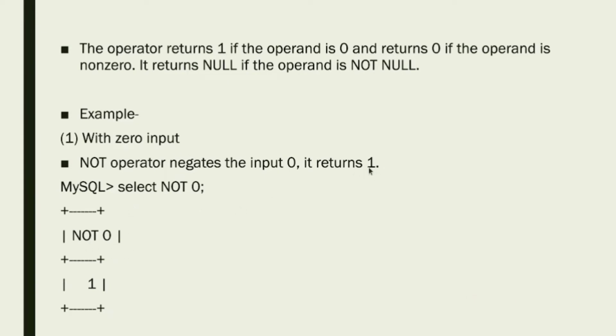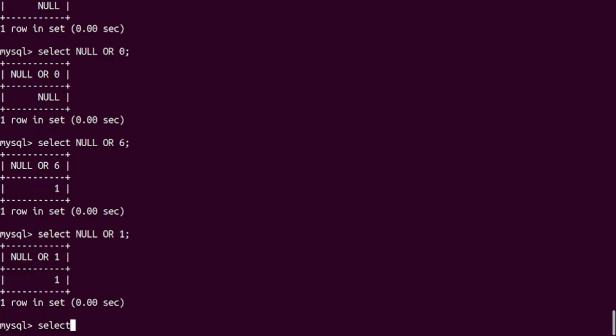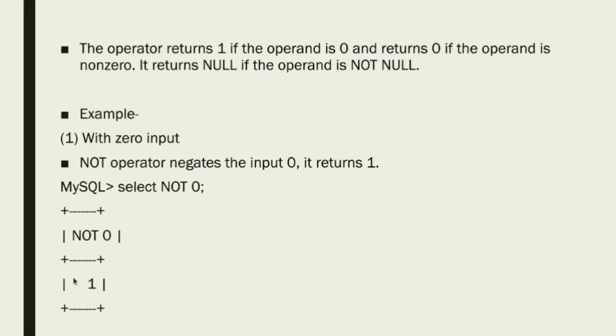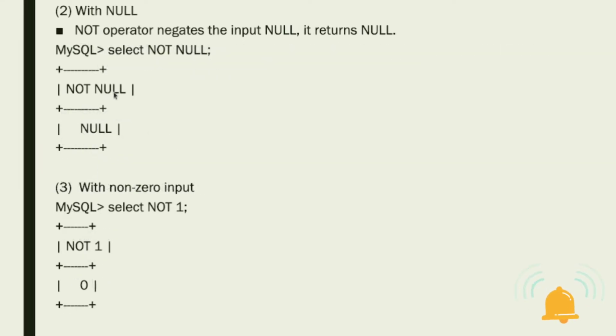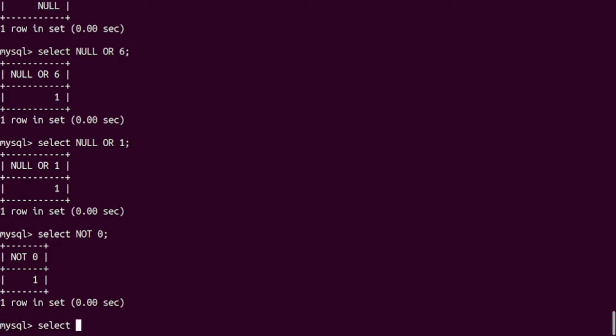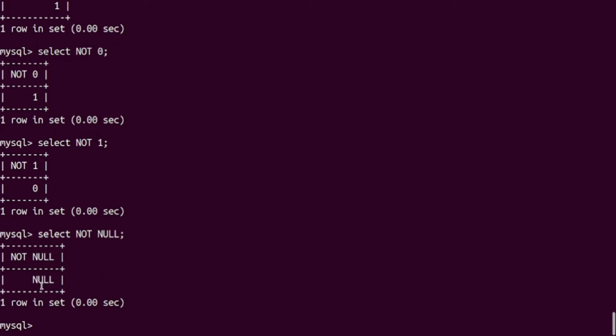Select NOT 0. It will reverse the value. We are using 0 here, so it will convert it to 1. It will just reverse the value. So let's check it next with a null value. Let's suppose select NOT 1. It will reverse the value of 1 to 0. Now let's check it with null. NOT null, it's showing null here.